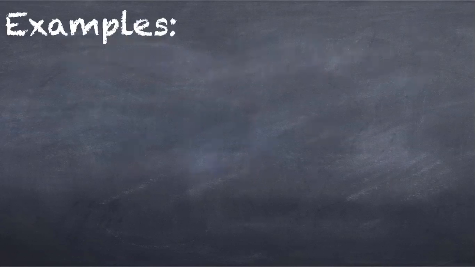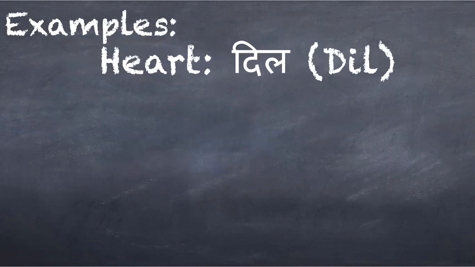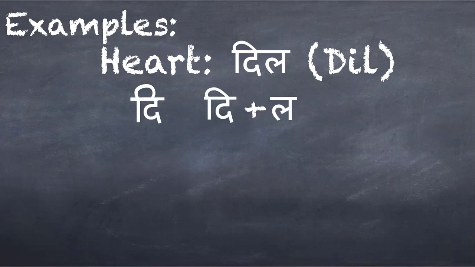For example, heart. Heart in Hindi is dil. So this makes E sound. So how can we break this down? We'll take Vyanjan da and then we'll add E matra to this. That would make di, and then we'll take Vyanjan la, which will make dil.